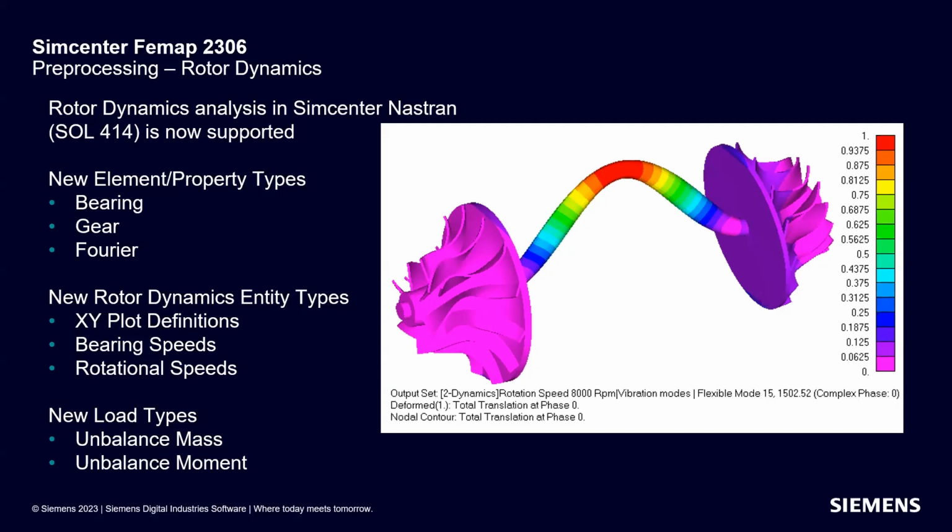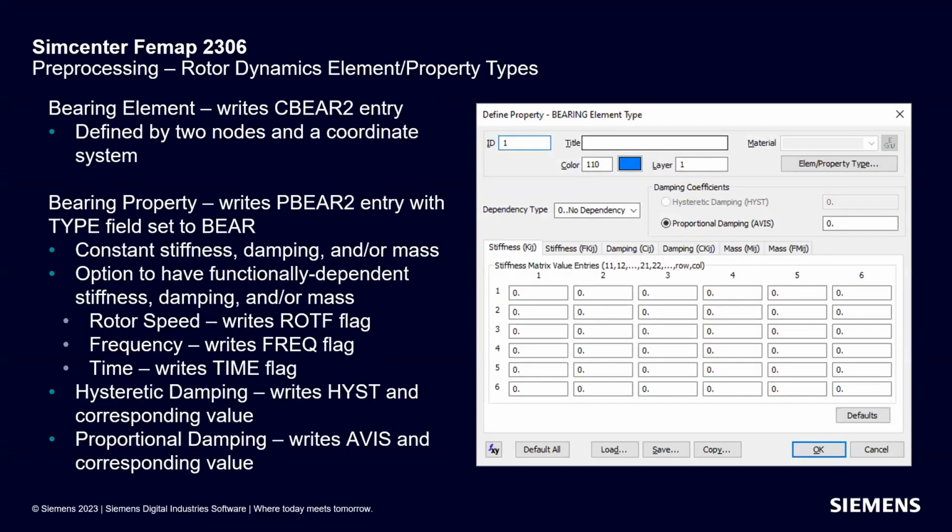New element property types: bearing, gear, and the Fourier element. New dynamics entity types. Some very specific XY plot definitions, also the ability to enter bearing speeds and rotational speeds, and a couple of new load types, including unbalanced mass and unbalanced moment. So here you can see the bearing element is actually the CBear2 entry. It's defined by two nodes in a coordinate system, whereas the bearing property writes the PBear2 entry with the type set to bear.